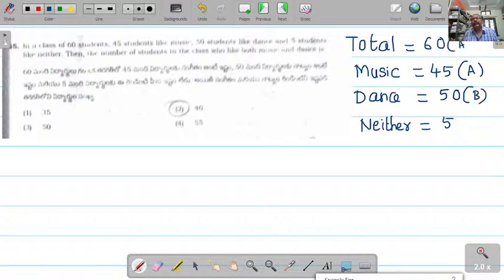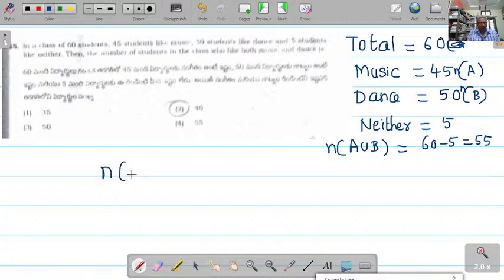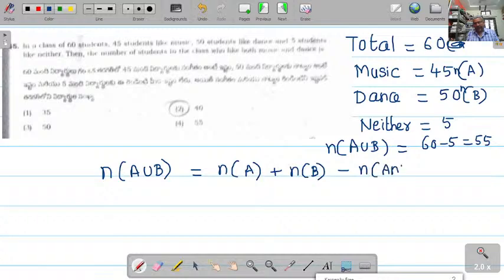So this will be A union B. So n of A union B is equal to 60 minus 5, that will be 55. So we have the formula. What is the formula? n of A union B is equal to n of A plus n of B minus n of A intersection B. So using this formula, we can evaluate it.